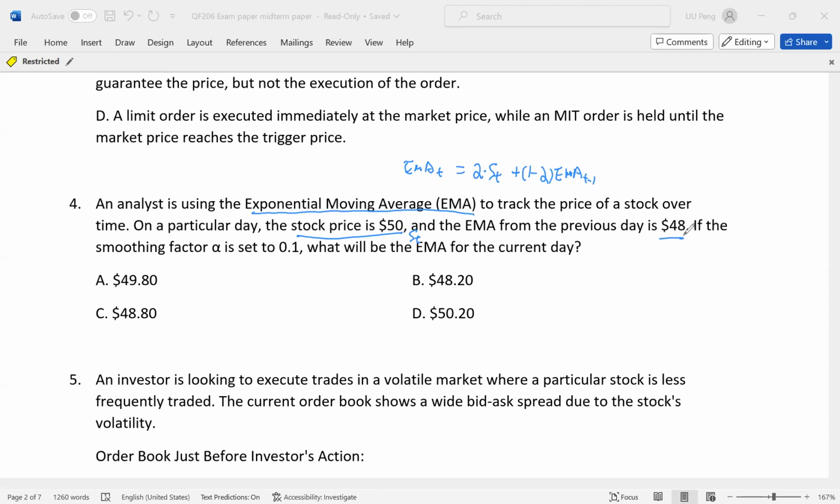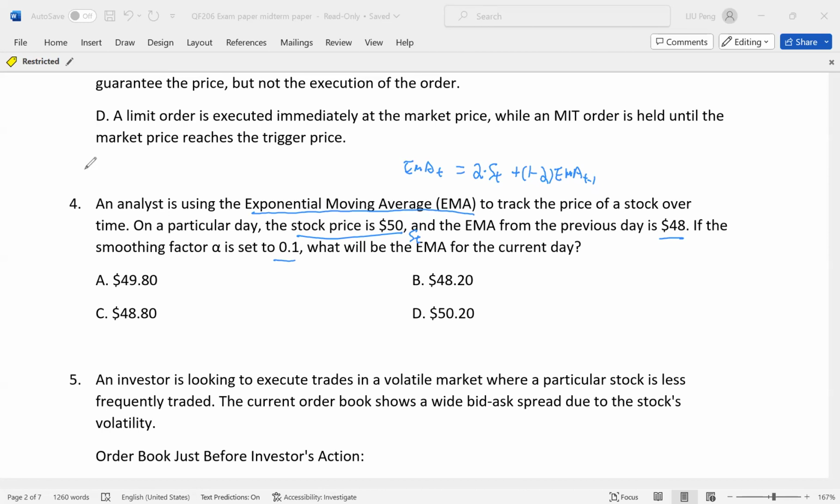48, right? So these are two numbers we have, and we are also given the alpha, which is set to 0.1. With these three numbers, we can just safely plug in and calculate the EMA. That's essentially testing our understanding of the equation here. Of course, there's no need to memorize this one. You can put it in the final exam cheat sheet of your design.